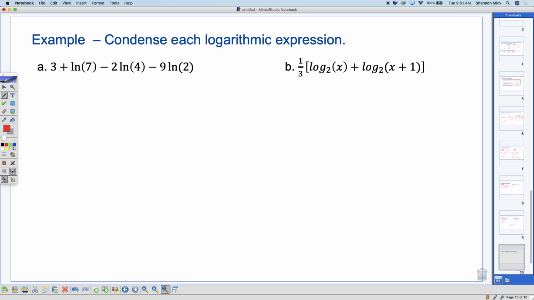How do I know the base is e? Because there's an ln in there. It's a natural log. The base of the natural log is e, yes? So this 3 came from the natural log of e to the third, correct?